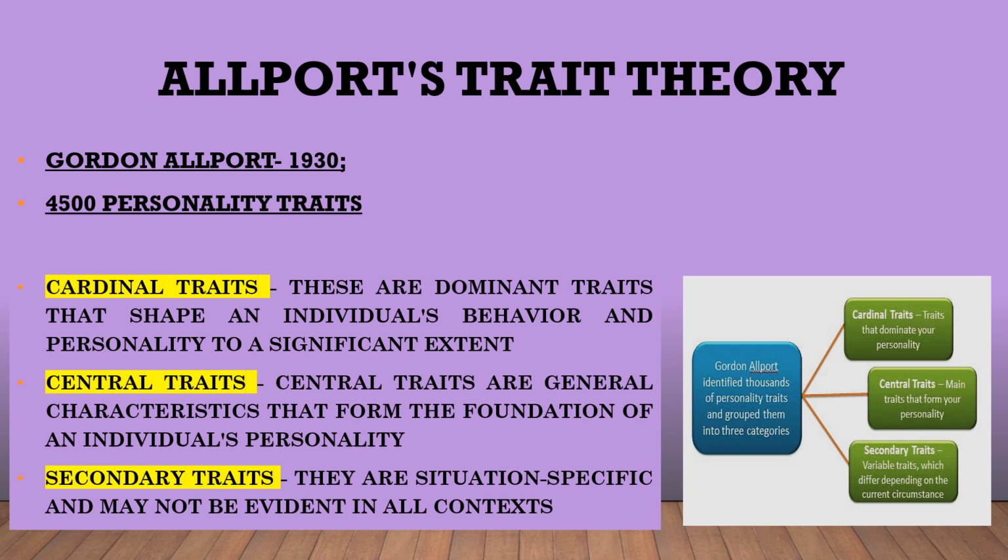Then secondary traits. These are the traits that are more specific and less dominant than the central traits. They are situation specific and may not be evident in all contexts. Secondary traits are sometimes related to attitudes or preferences. They often appear only in certain situations or under specific circumstances. For example, a person may have a secondary trait of being talkative during social gatherings, but reserved in professional settings.